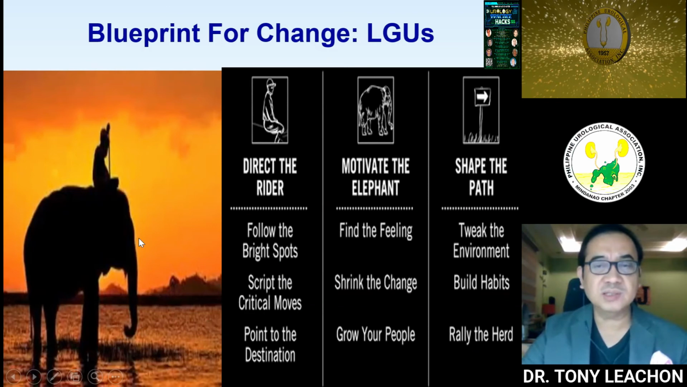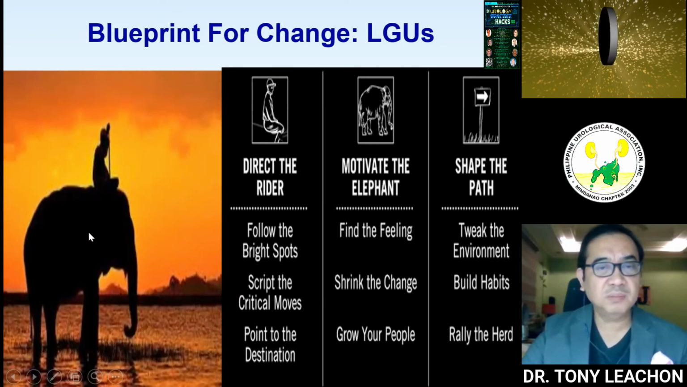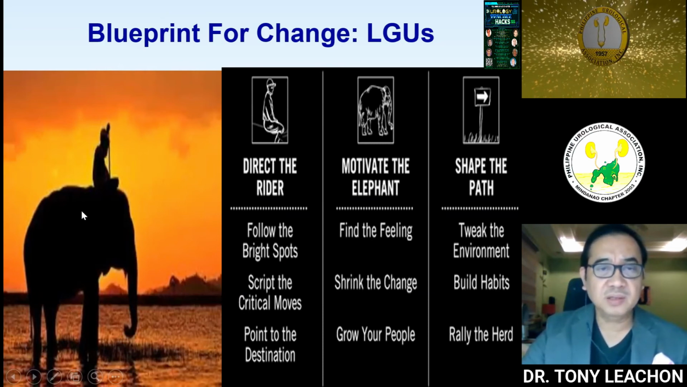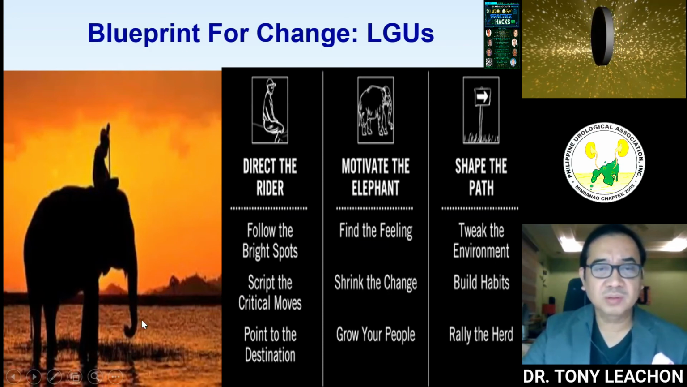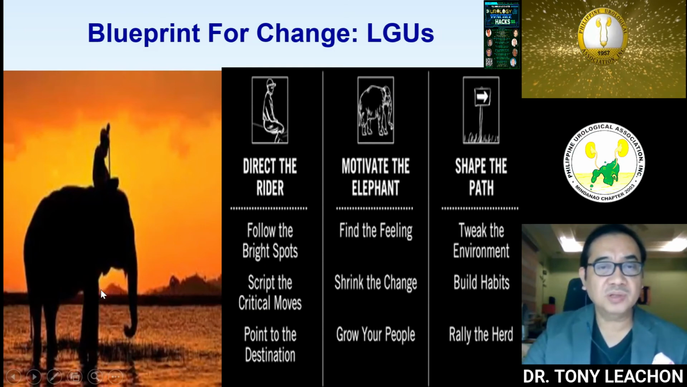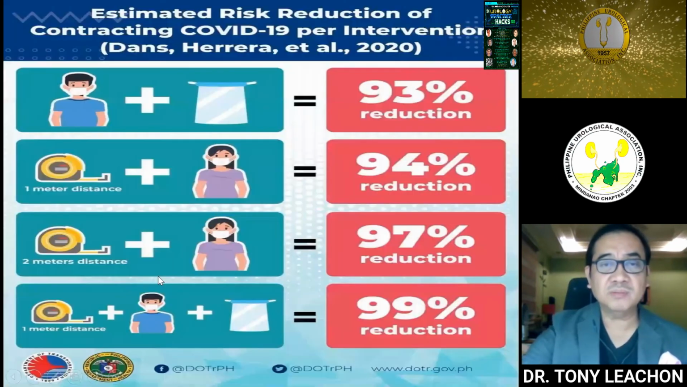We need to find the feeling to inspire and motivate the elephant. We need to shrink the change. We need to understand that we need to grow people as well. They should not be blamed for all these problems, because I think we need to do a lot of campaign in terms of messaging. Very important that we need to connect to the public. But we need to have a blueprint. The rider or the leader and the elephant or the population will only walk if there's a path being directed to them. Then we need to tweak the environment and build healthy habits. And we need to constantly rally the herd and motivate the elephant so that we can actually control the viral transmission.